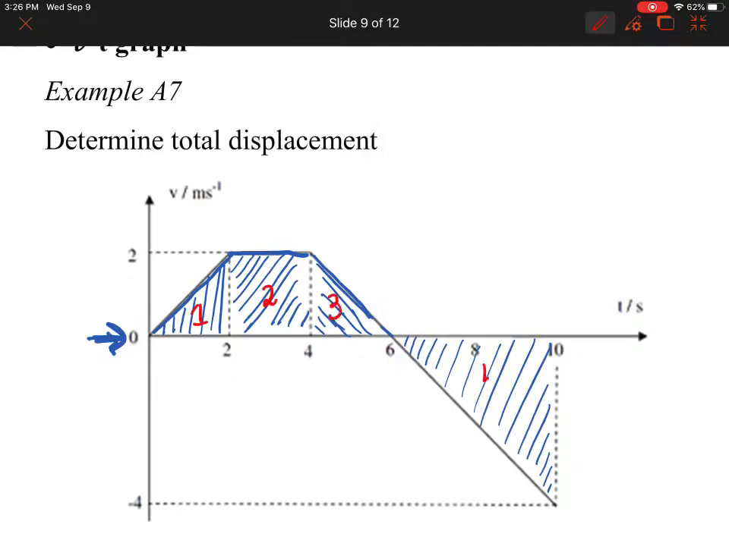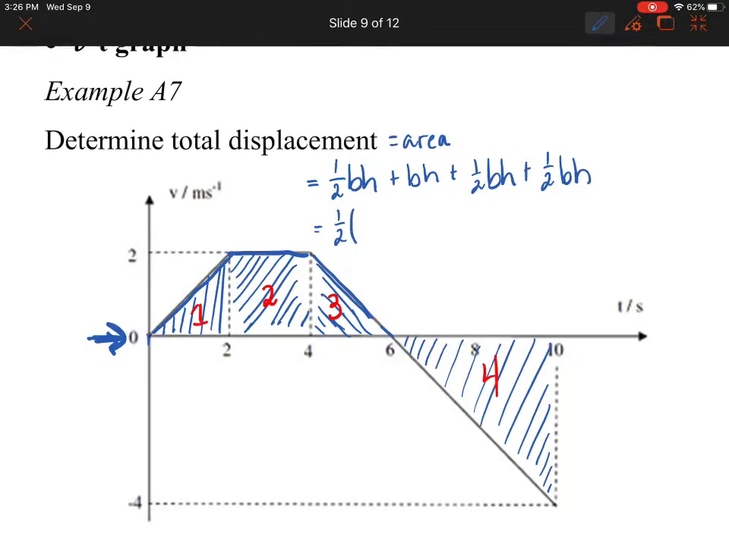So I'm going to call this area 1, area 2, area 3, and area 4. If I want the total displacement on this velocity time graph, I'm just going to find the area between the curve and the x-axis. So how do you find the area of a triangle? You should have that memorized. Base times height divided by 2, or 1/2 base times height. So we'll do that for the first, and then we have a square, so that's just going to be base times height. And then we have another triangle, so 1/2 base times height, and then another triangle, 1/2 base times height. But of course, they're all going to be different.